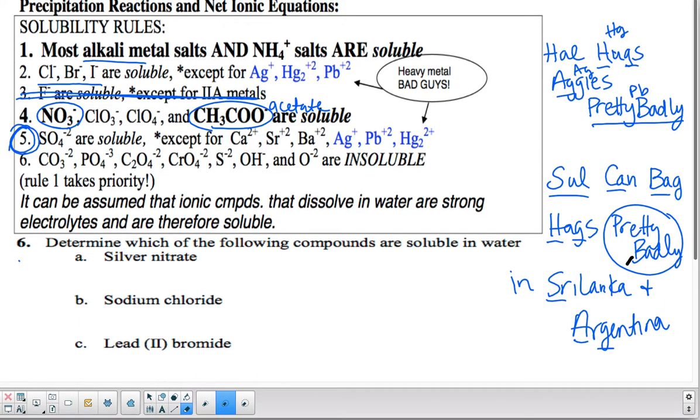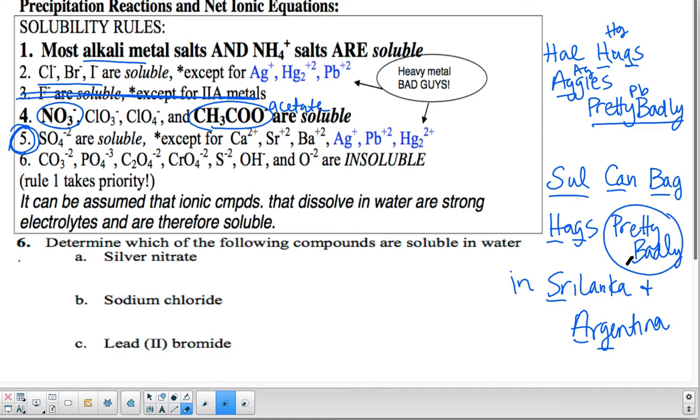Okay, so those are the main ones. Most of the other polyatomics are going to be insoluble. But remember, Big Daddy, Rule 1 takes priority. So if any of these are attached to a group 1 metal, it's going to be soluble. Big Daddy is the rule that is going to be the most useful for you, along with the two sayings. Those are the ones that you're going to use most often. So this is solubility in water.